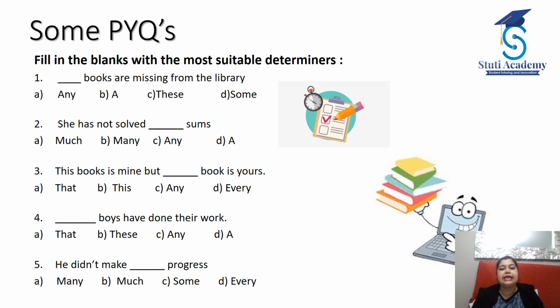Okay. He didn't make dash progress. Many, much, some, every. What is the right answer? He didn't make much progress. Okay. You don't say he didn't make many progress or some progress. He didn't make much progress.